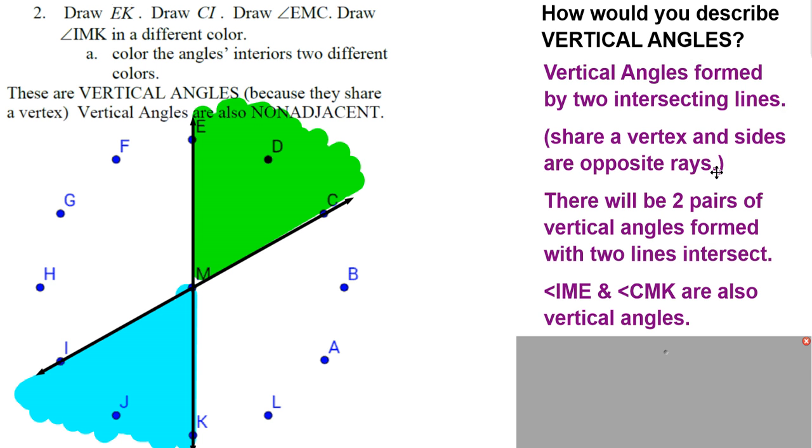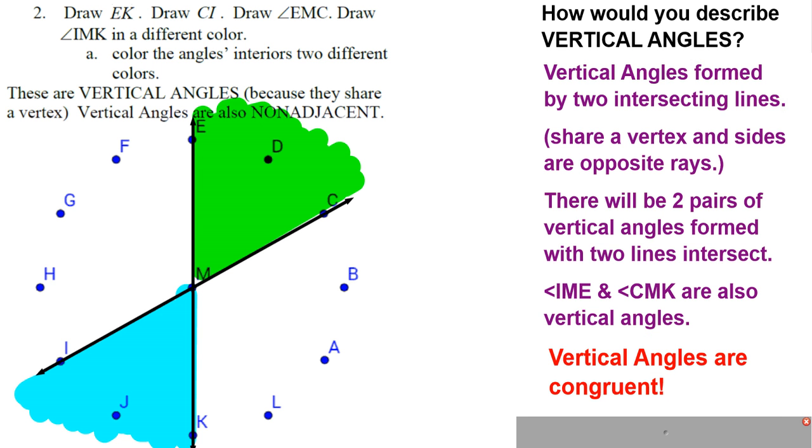Looking at the angles and how they're formed, do you remember anything about their measurements? Well, vertical angles, based on how they're formed with the intersecting lines, have the same measurement. They would be congruent to each other. So the measure of EMC, if we took our protractor and measured, would be the same as IMK. So you have to remember that vertical angles are congruent.